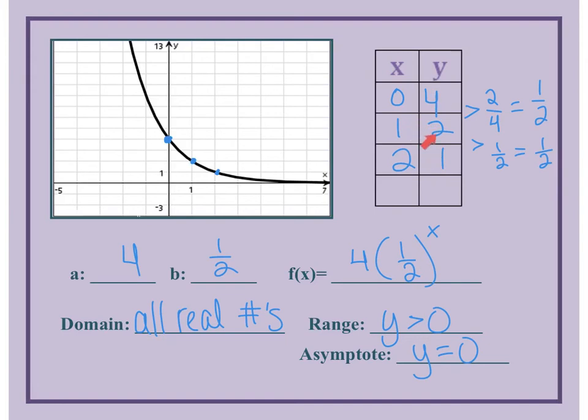Remember, we do the second term divided by the first term. A 1/2 tells me that this was a decay. Okay, and decay means the graph is going down forever. Domain is all real numbers. My range is y is greater than 0 because it has an asymptote at y equals 0.